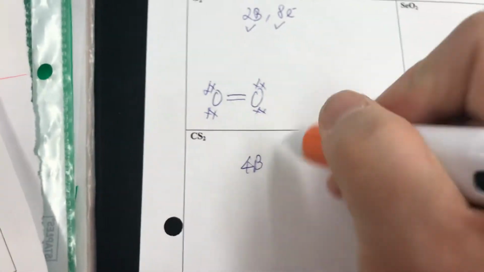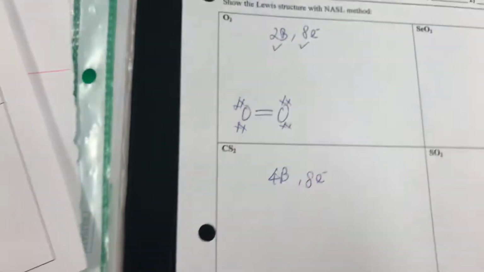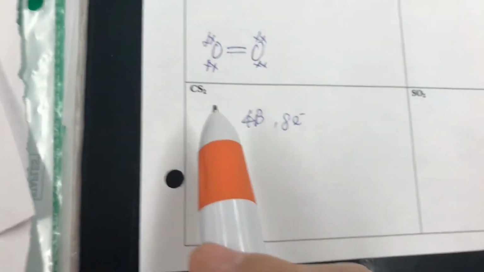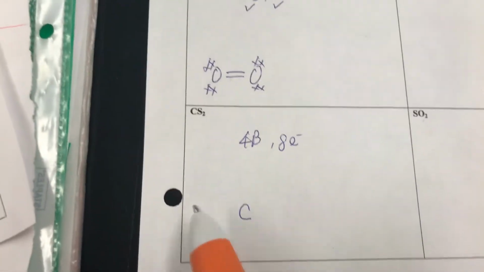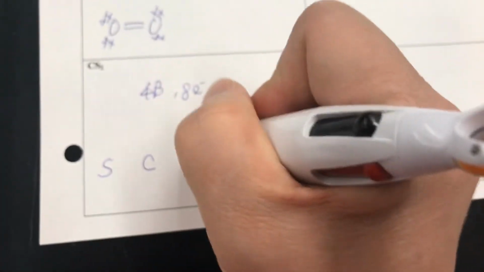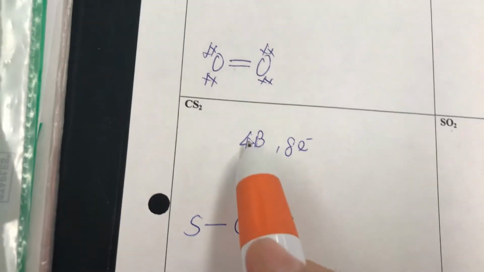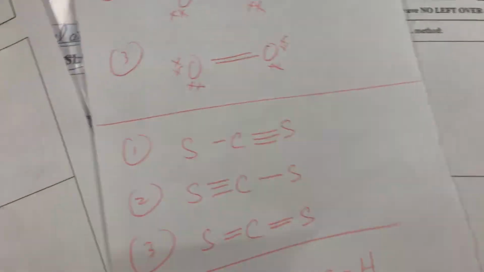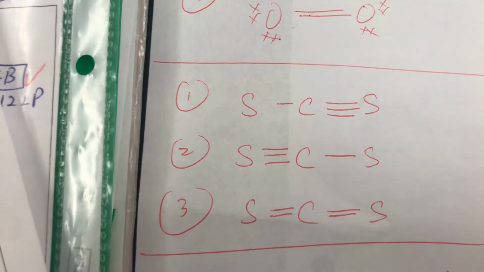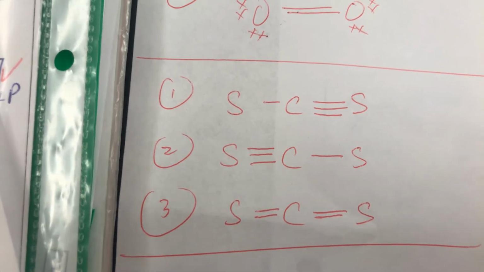Now CS2, the NASL cell tells me that I will have 4 bonds, and then I will have 8 electrons. Now the next question: do I have a central atom? I do, central atom C. And then I have 2 things around, so that will be like this. I start with single bond. Obviously my bond is not happy, 4 bonds, here's 2. So I give the class the options. They all have 4 bonds, so which one is the correct answer?